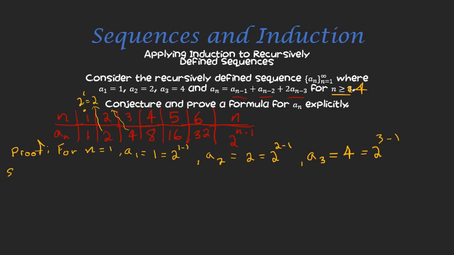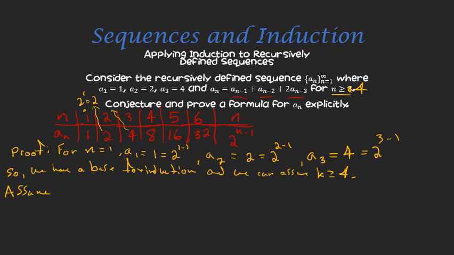So we have a base for induction. And since we did it for the 3 initial ones, we can assume that k is greater than or equal to 4 so that we can use that recursive definition. All right, next step after doing the base, state the induction hypothesis. So assume, remember our induction hypothesis here is assuming that all of the previous values work.